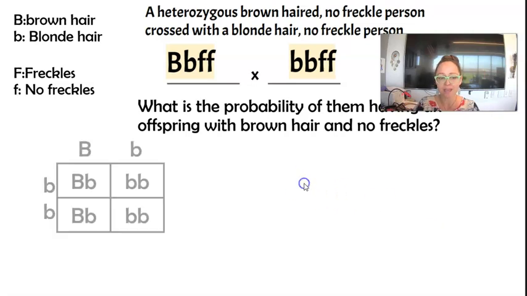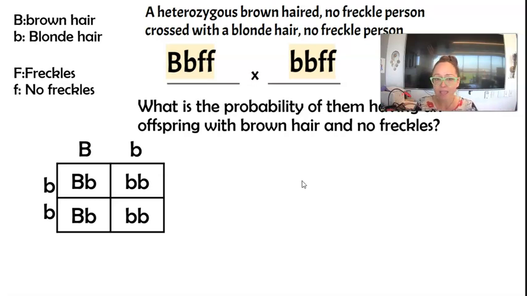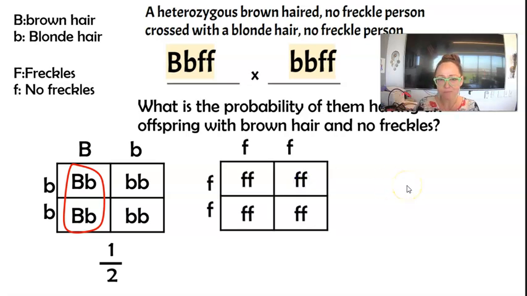So if I look at the 2 parents, I have a brown-haired person who's heterozygous and a blonde-haired person, homozygous recessive. And I look at what's the probability of them having an offspring with brown hair. And I find that it's a 1/2 or a 50% chance. Now let's go ahead and look at the probability of this couple having a child with no freckles. Well, if I have 2 homozygous recessive individuals, 100% of their offspring are going to have no freckles. So that is a 100% probability.